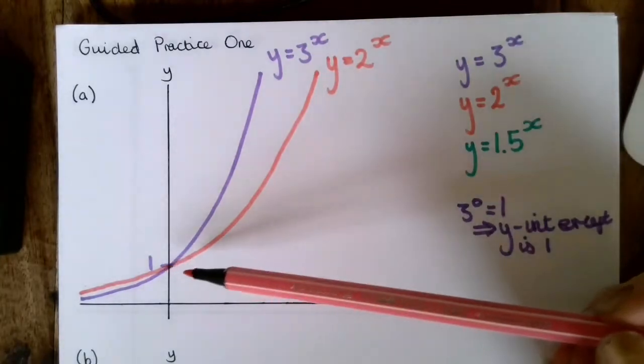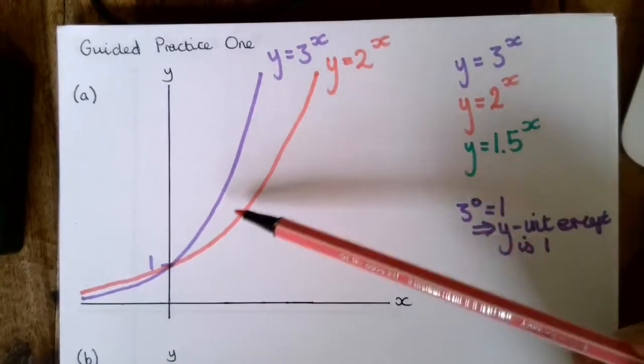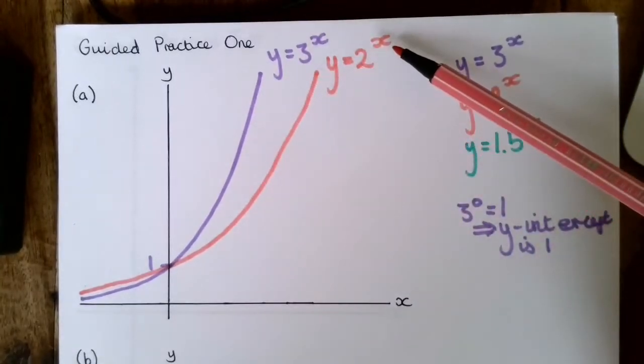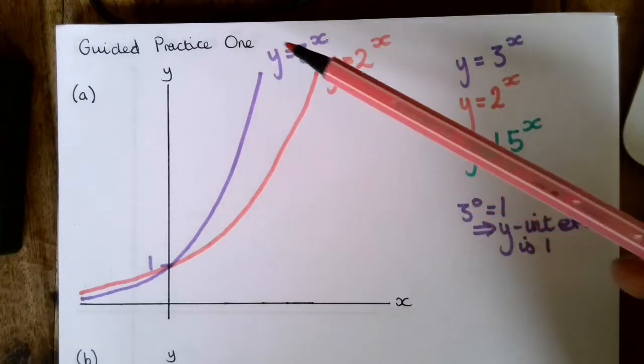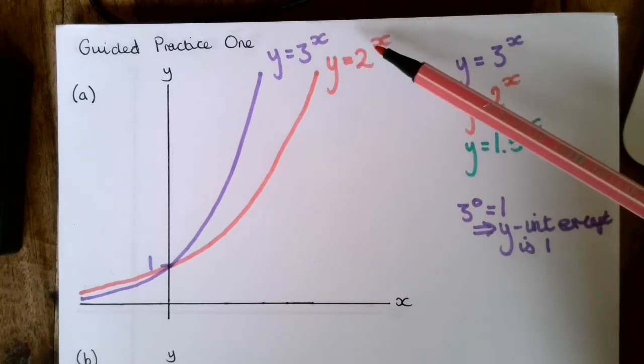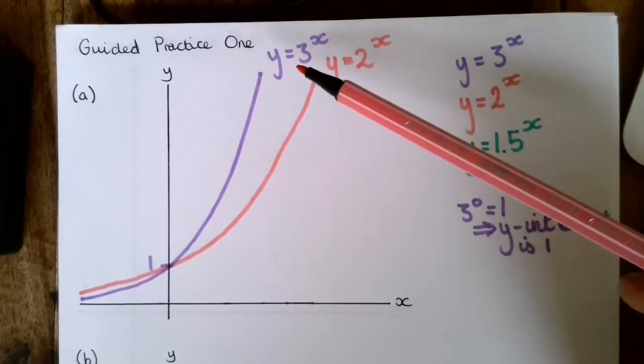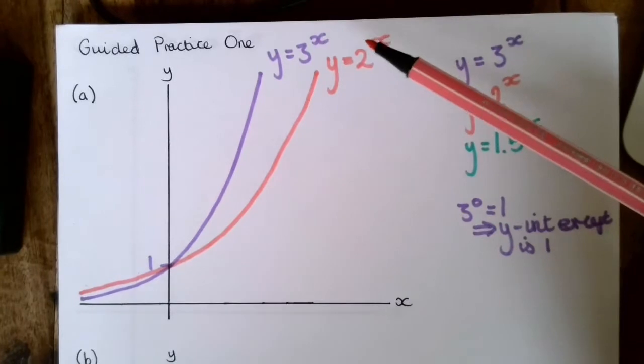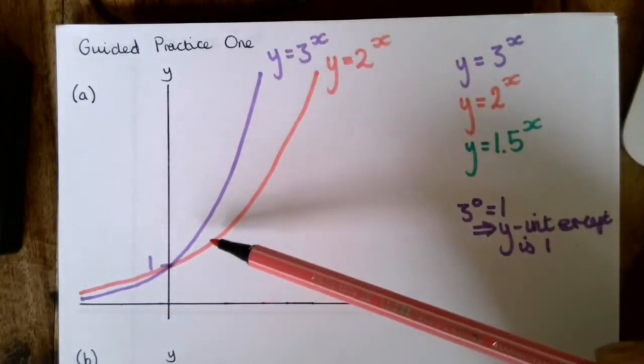So for all of our positive values of x, y equals 2 to the power of x is smaller than y equals 3 to the power of x. For example, y equals 2 to the power of 2 is 4, y equals 3 to the power of 2 is 9. So 4 is smaller than 9.